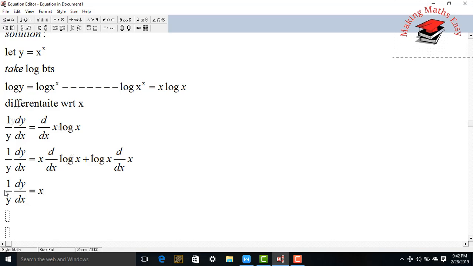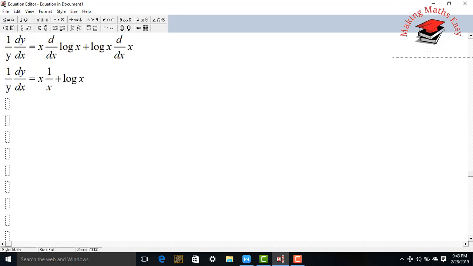So the derivative of log x will be 1 upon x. So x into 1 upon x gives me ultimately 1, and log x into the derivative of x, the derivative of x is equal to 1 only, so no need to write it. So my corresponding dy by dx will be equal to y multiplied by, this y has been multiplied in the numerator over here, so y multiplied by x multiplied by 1 by x gives me 1. So y multiplied by 1 plus log x. So this is my dy by dx.